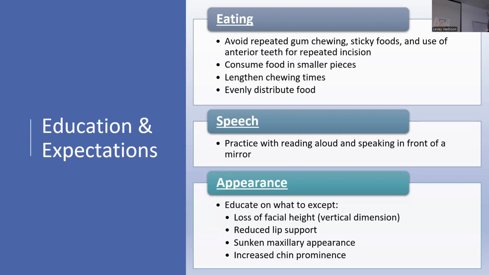So eating: if somebody had a full denture, or some kind of new prosthesis, avoid repeated gum chewing, sticky foods, and use of the anterior teeth for repeated chewing. My mom is a perfect example of this. She has mandibular molars and no maxillary molars. She basically had only canine to canine on the maxilla, and she wouldn't wear her partial. She hated the way it felt, so she chewed all of her food on her anterior teeth.